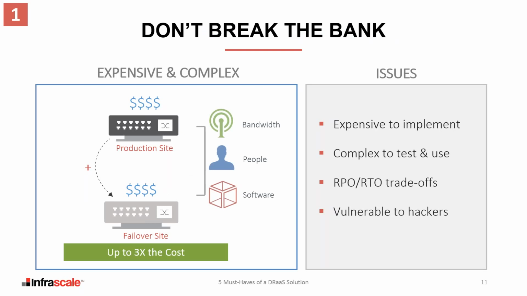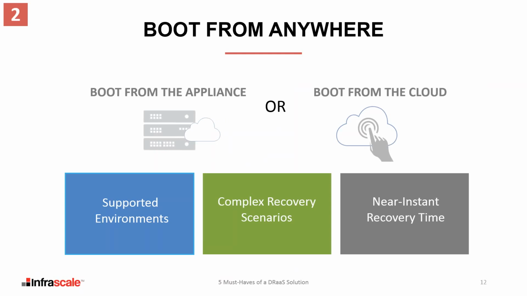Well, here on the left, you see why. This is how most DR solutions are architected. You have the production site that replicates to the failover site, just like you see here, and then because of the bandwidth, the people, and the software involved, it can cost up to 3 times as much to set up a DR solution. On top of the expense to implement, it's really complex to test and to use. It's vulnerable to hackers, and security isn't built in. What you'll see is that InfraScale delivers on-demand failover, but at the price point of a backup scenario.